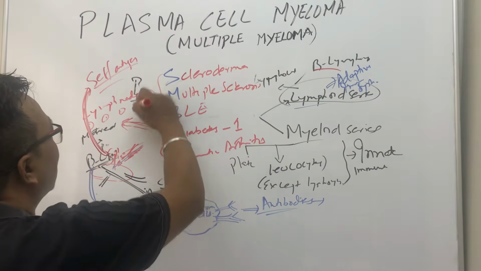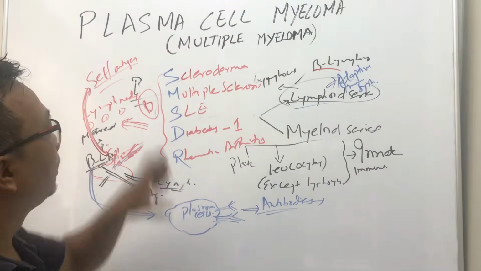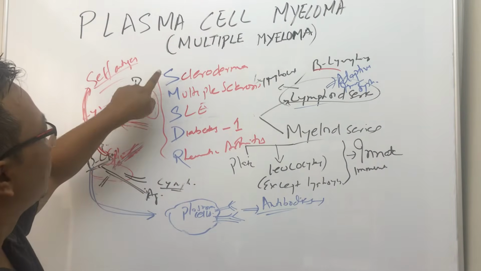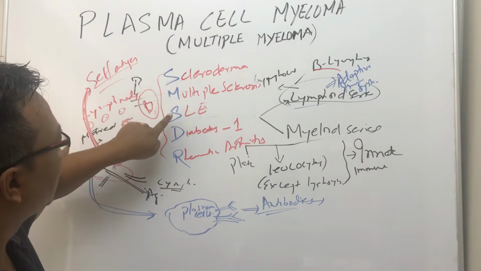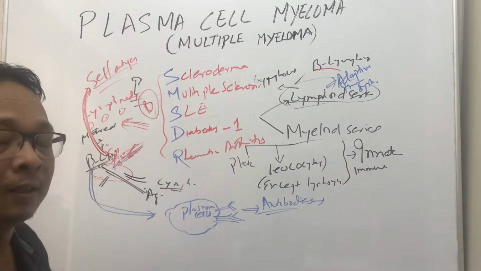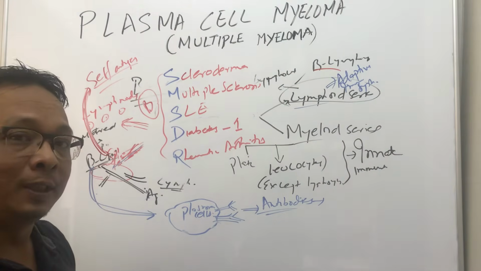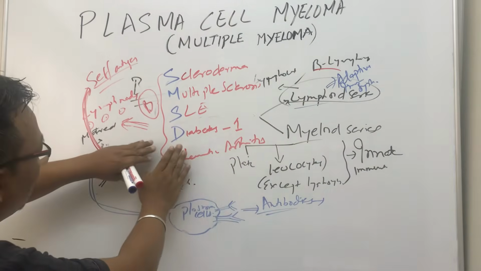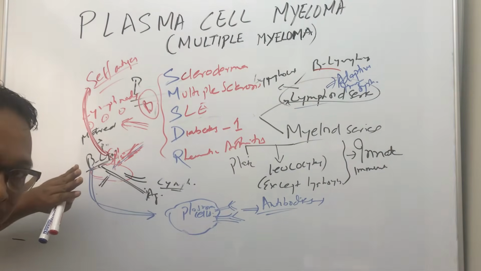Okay, most often the questions come like this: all these are related to B cells except... So you have to find this. So scleroderma, multiple sclerosis, SLE, diabetes, rheumatoid arthritis are autoimmune disorders related to the B cells. We are talking about B cells coming from the bone marrow, going to the spleen and maturing.